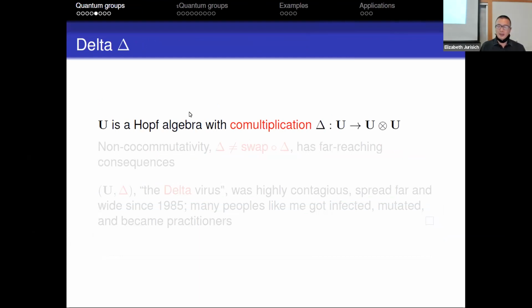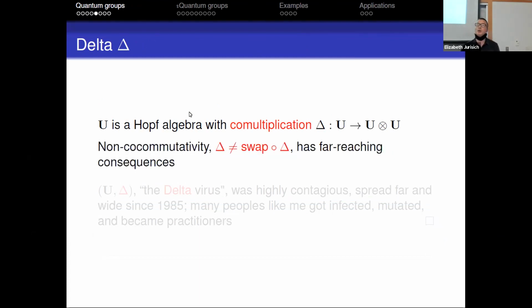U is a Hopf algebra with comultiplication, delta, from U to U tensor U. So the key to the quantum group is the non-cocommutativity of the comultiplication. So comultiplication is not equal to comultiplication when you swap the two tensor factors. And this non-cocommutativity, when you first see it, it's a little strange and took a while to get used to. But this is really the key, for example, for the application of quantum group to quantum topology. Without this property, you cannot do much.